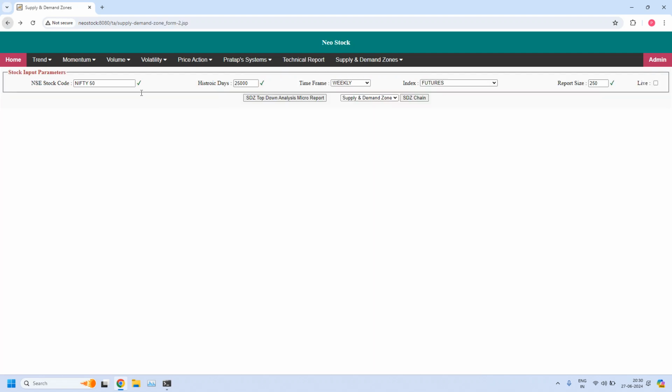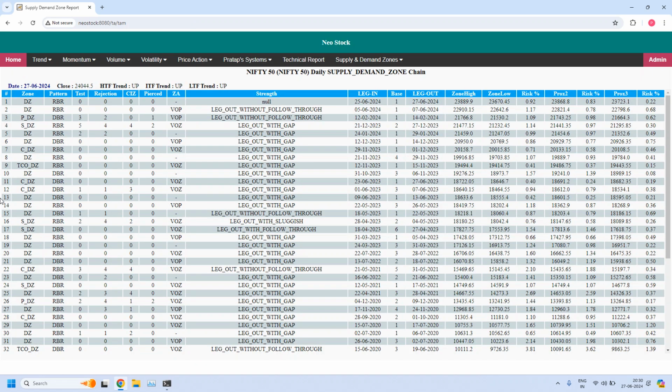So I am going back, changing the time frame to daily. I am generating a daily supply demand zone chain. 32, I'm sorry. Today a new demand zone is created on the daily time frame. And the zone column tells you the type of the zone, high liquidity zone or normal or pierced zones. So it is a normal demand zone only at present.